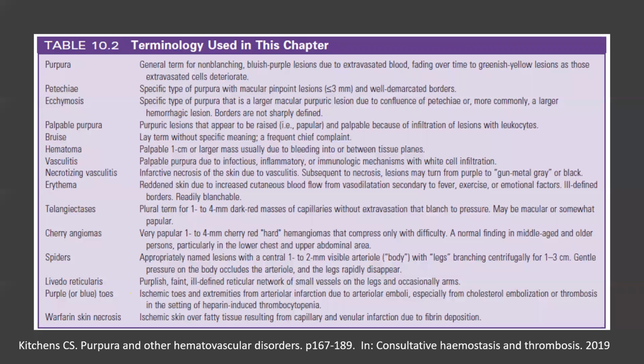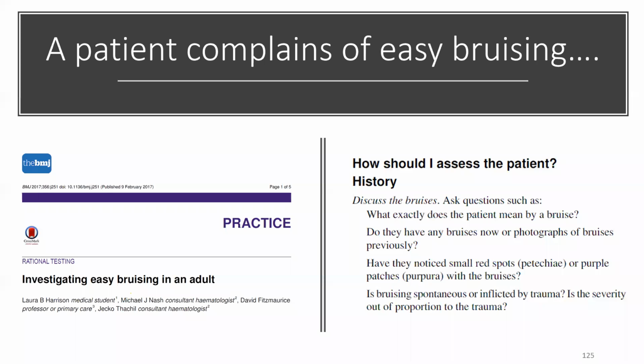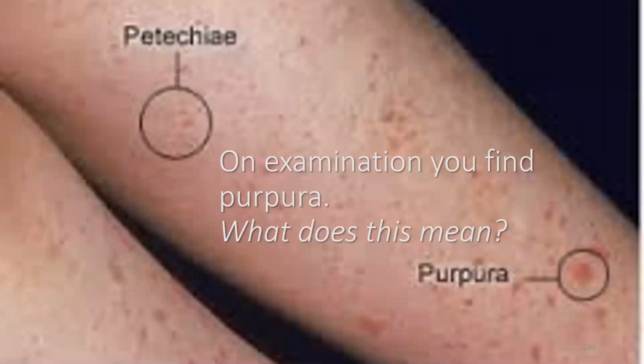So this table is a very nice summary of some of the terminologies, and I'm going to talk a little bit about purpura, petechiae, ecchymosis, palpable purpura, bruising, hematomas, vasculitis, telangiectasia. This is just a paper from the BMJ that emphasizes this point, investigating easy bruising in an adult. You need to ask the patient specifically, what does she mean by a bruise? Do they have a photograph? Is it petechiae? Is it purpura? Was it inflicted by trauma? And is it in proportion to the trauma, or was it spontaneous?